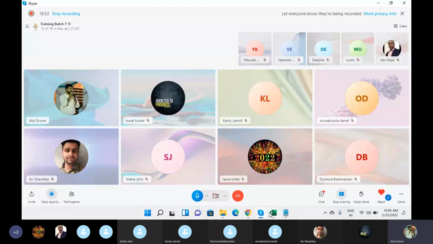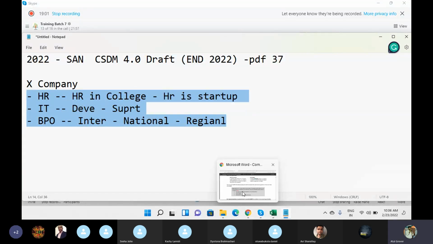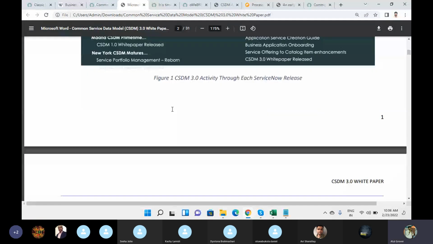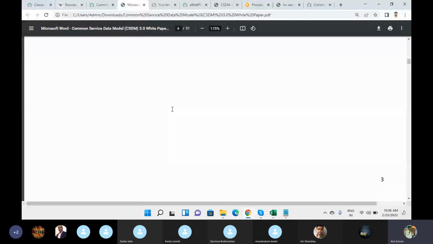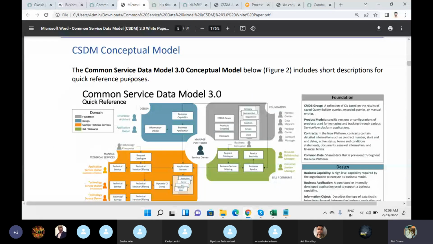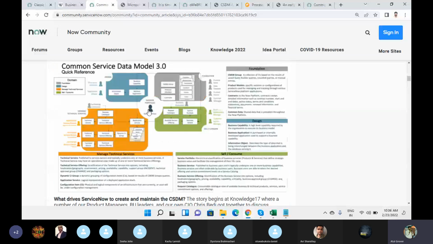Okay, I'm back, guys. Sorry. So these are the service offerings for the same. Now, if I come to the CSDM part here, I'll start from here mainly so that you guys can understand the concepts. This is the basic fundamental of CSDM 3.0. Okay, let me enlarge this. Here it is.